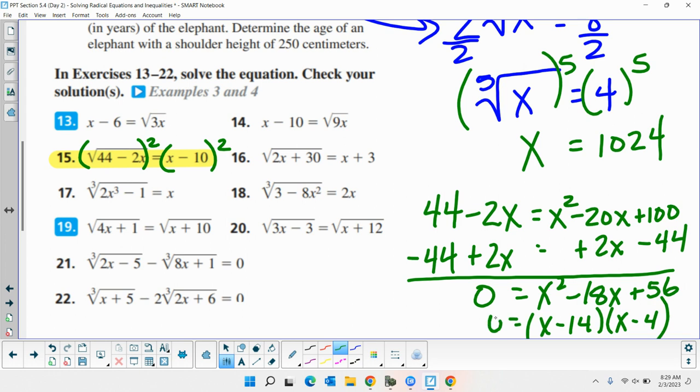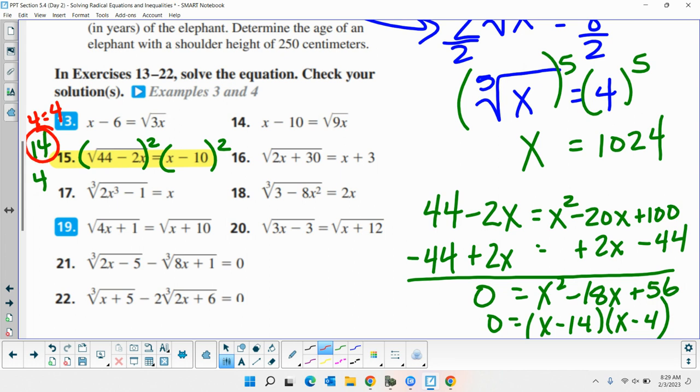Remember, that equals 0. So if I set x minus 14 equal to 0, what's that answer? 14. x minus 4 equals 0, what's that answer? 4. So I got to check it, though. So we're thinking 14 or 4. 2 times 14 is 28. 44 minus 28 is 16, I think. What's the square root of 16? 4, right? And what's 14 minus 10? 4. So that worked, right?